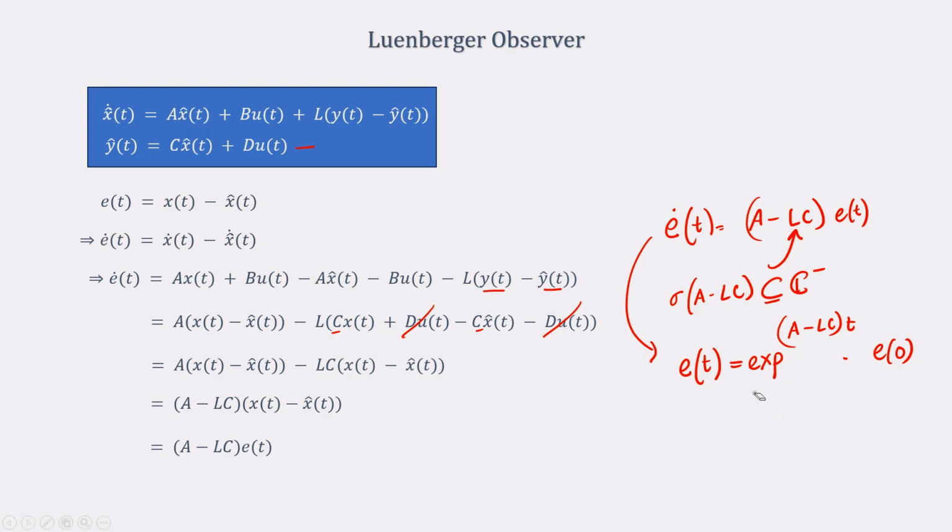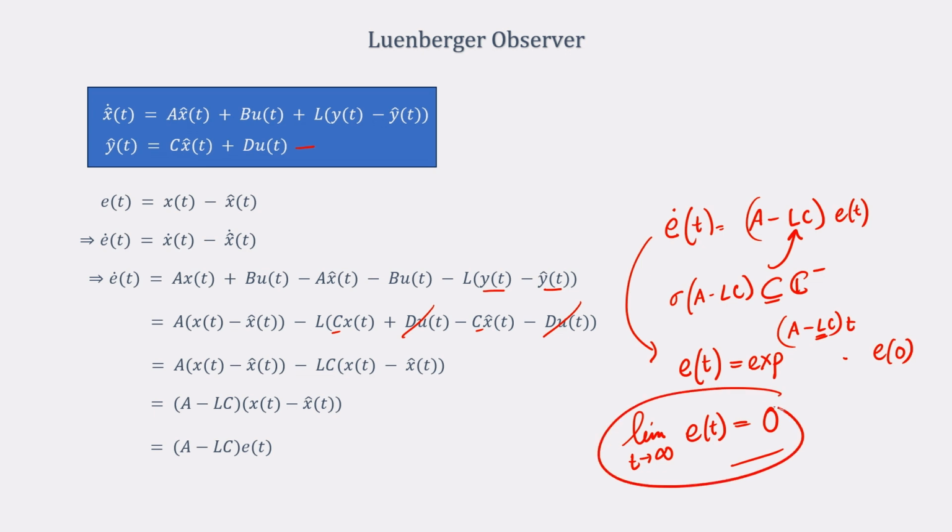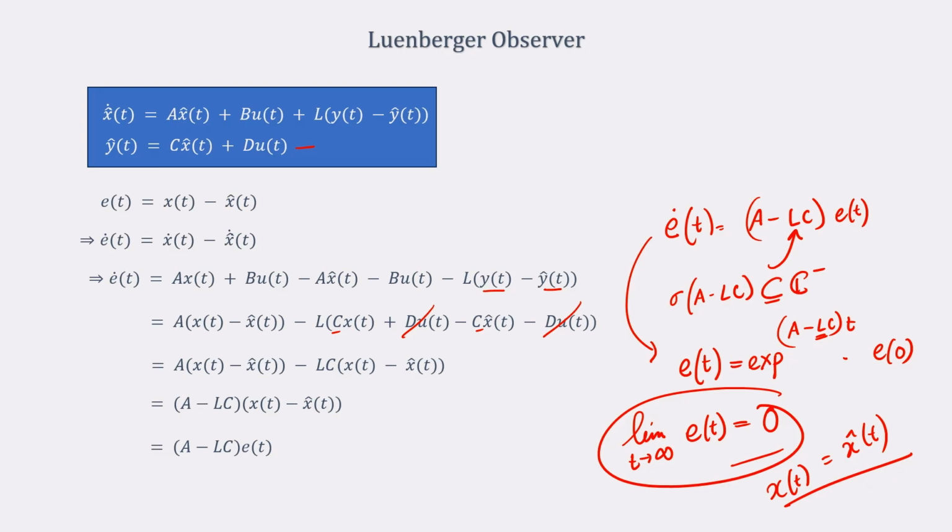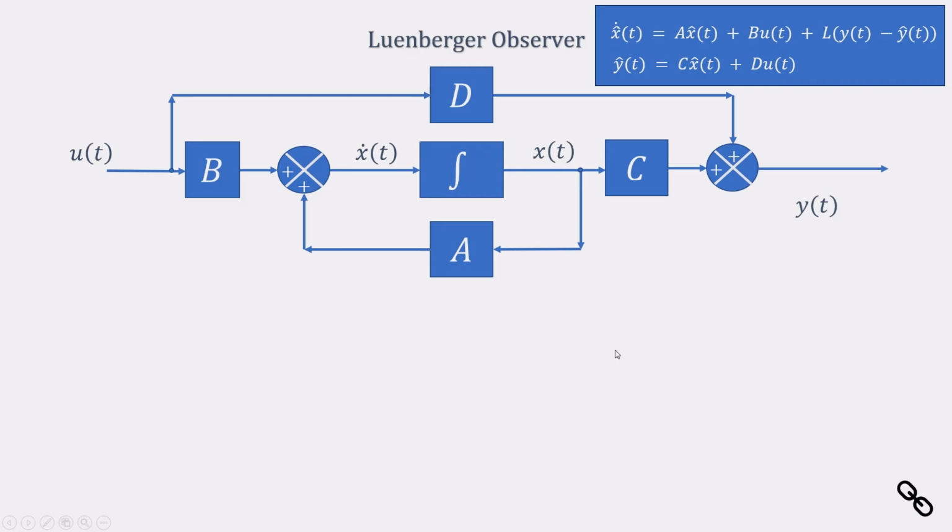Now, notice that at the limit t tending to infinity, what will happen? At the limit t tending to infinity, this will go to 0, since you have chosen L such that the eigenvalues of A minus LC are all on the left half of the complex plane, and this means that x(t) will be equal to x hat(t) as t tends to infinity. And that is what we wanted, right? We want the estimated states to converge to the actual states, because if they converge, then I can use it for state feedback. How will I use it for state feedback? Again, we will talk about that, but this will help you to get to the estimated state.